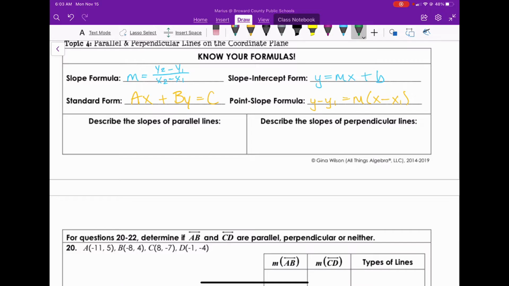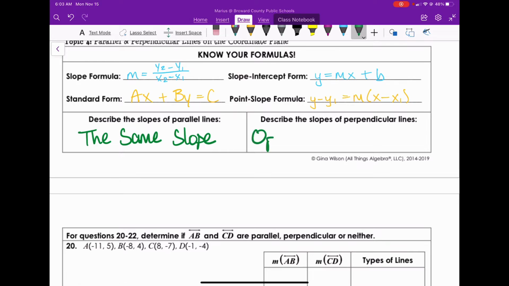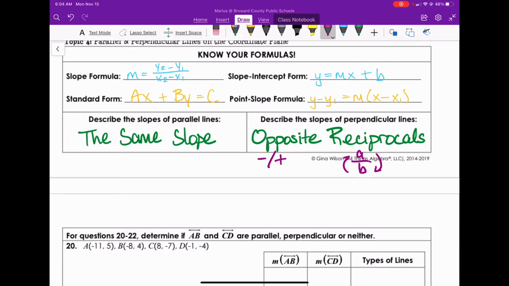And if we had to describe the slopes of parallel lines, the slopes are the same. And if we had to describe the slopes of perpendicular lines, they are opposite reciprocals. Remember, opposite means one has to be negative, one has to be positive. And reciprocal means that your fraction gets flipped, right? So that would be b over a, all right?